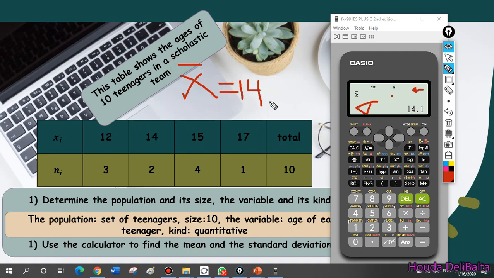The mean, as I told you previously, is not necessarily a value among them, but it must be a value between them, from 12 to 17, and that's logical. Now, how to find sigma, which is the standard deviation? We press AC again, shift 1, 4 corresponding to the variable, and here is the number corresponding to sigma, which is 3. We press 3 and equal, and here comes the standard deviation sigma.